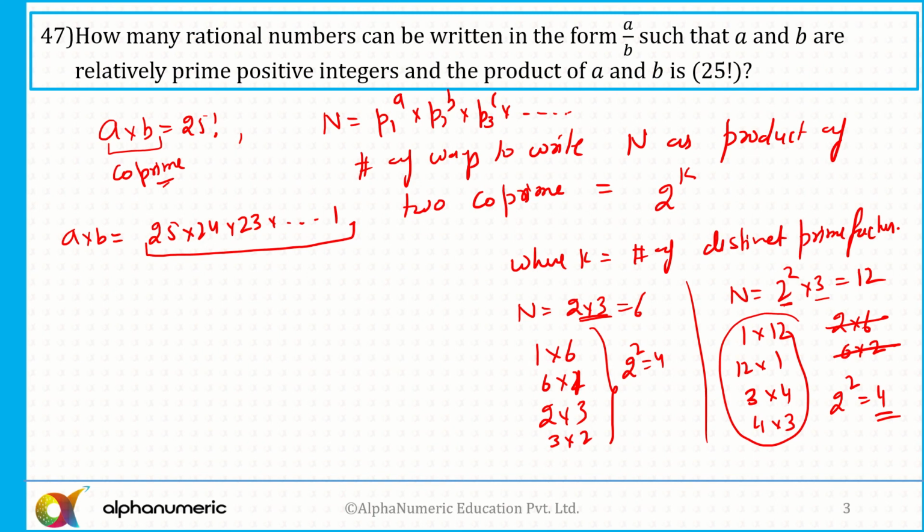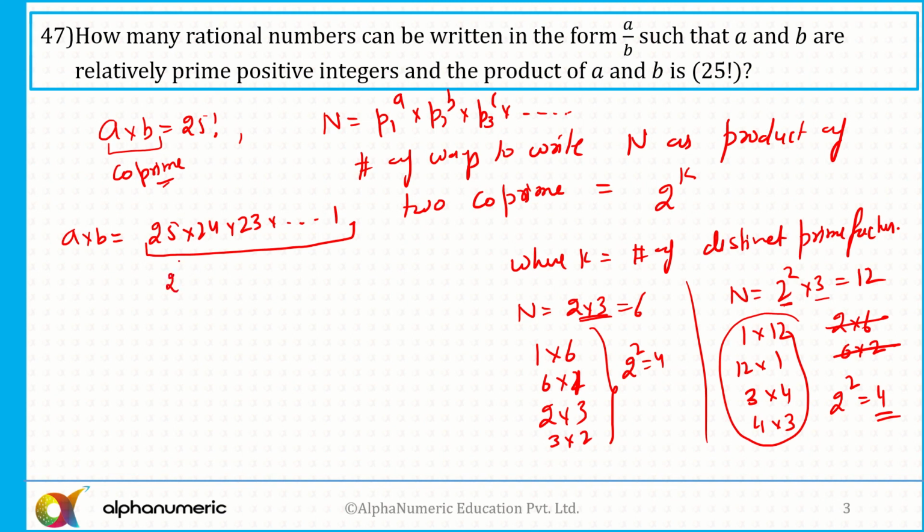So I need to simply count how many prime numbers are there which are less than or equal to 25. Till 25 there are 9 prime numbers. And even if you do not know, it won't take too much time to count these 9 prime numbers. What are the prime factors?